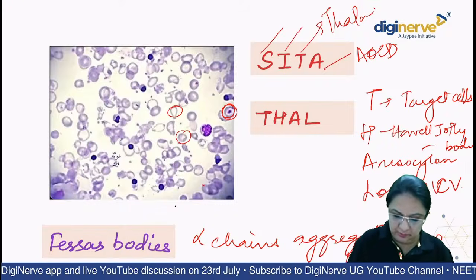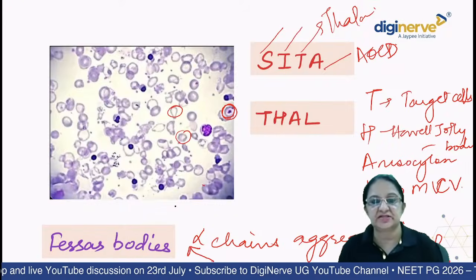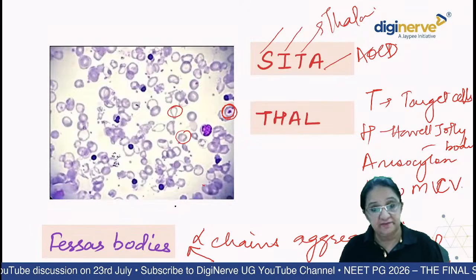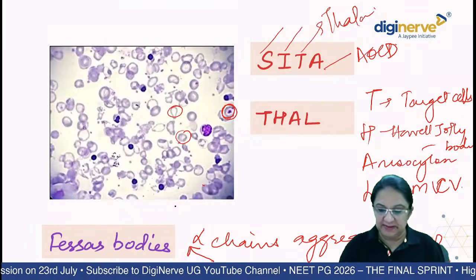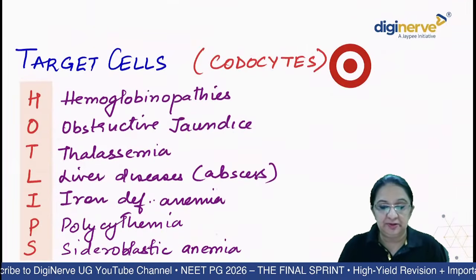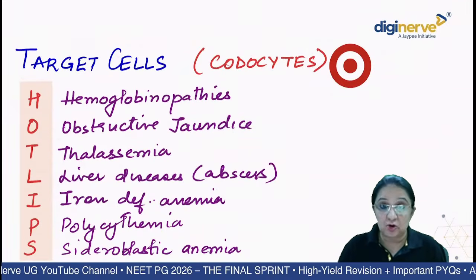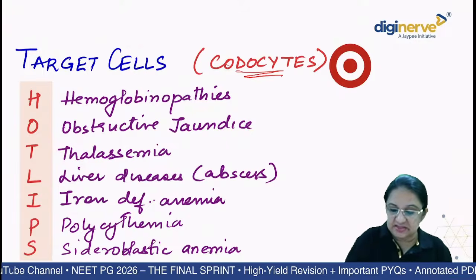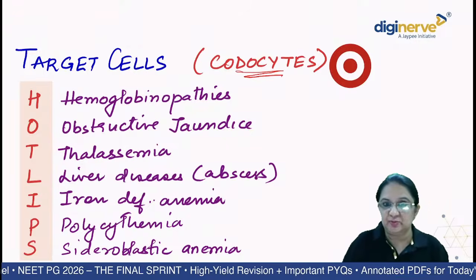These aggregates are known as Fessa's bodies. So I hope beta thalassemia is clear. Now, target cells, we've been talking about target cells. Target cells are also known as codocytes. Target cells, just like your bullseye.